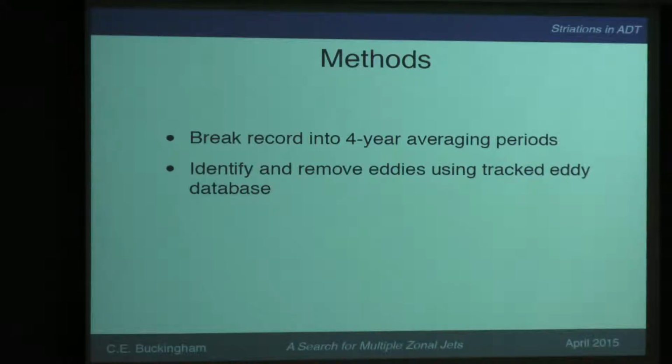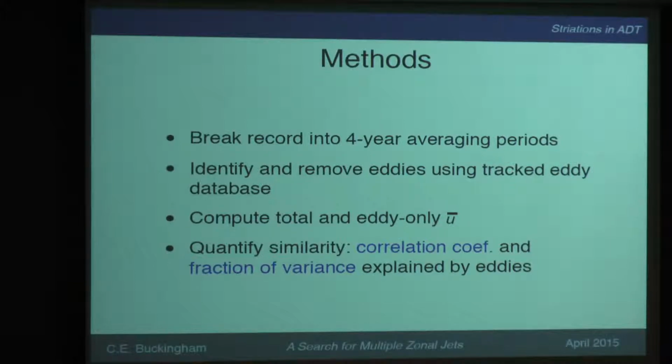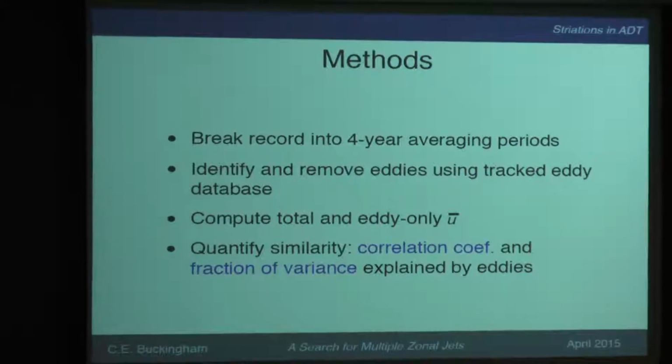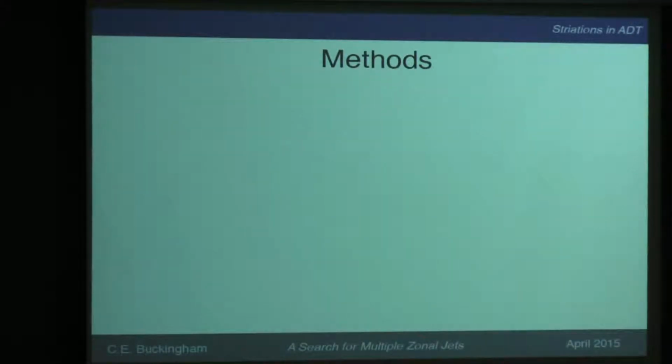So we break the record into 4-year averaging periods. We identify and remove eddies using this algorithm that I'll briefly discuss. And then we compute total and eddy-only zonal geostrophic velocity that's averaged over 4 years. We'll quantify the similarity with the correlation coefficient and the fraction of variance explained by eddies. So we're basically trying to get at what is the eddy signal and what is not.